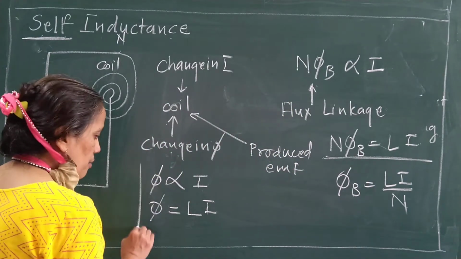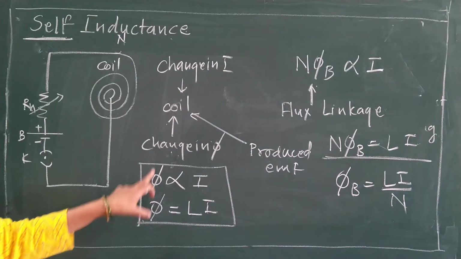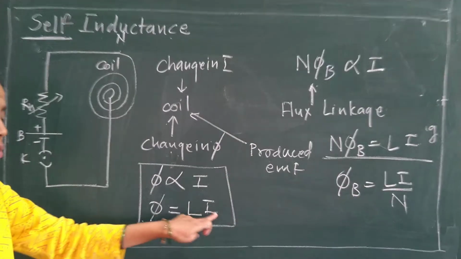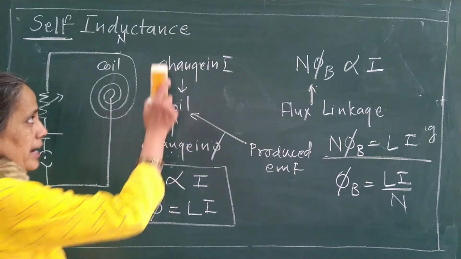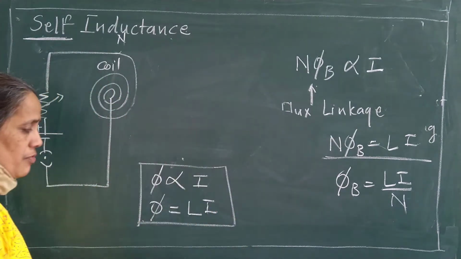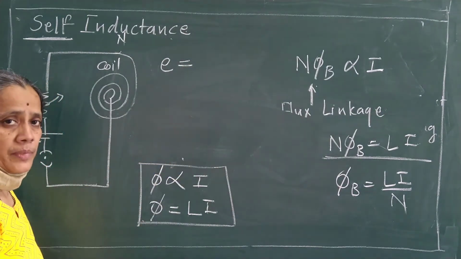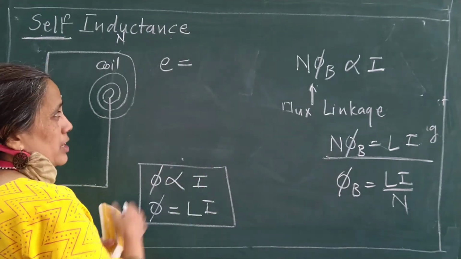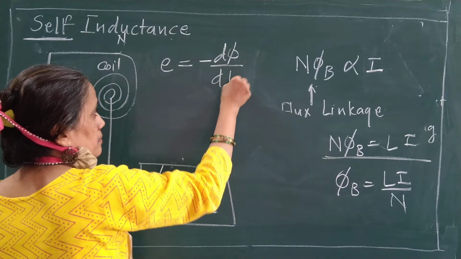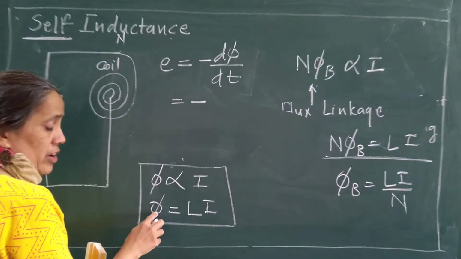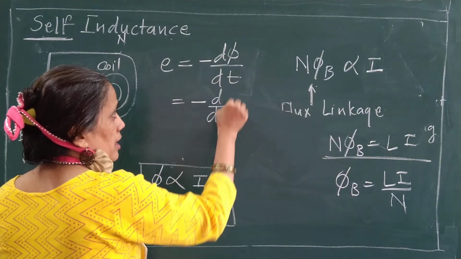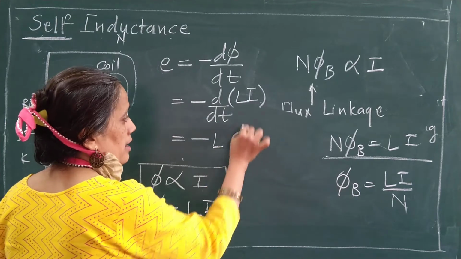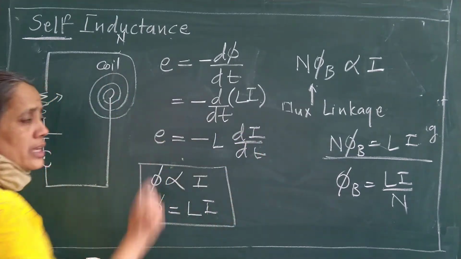Clear? Now, come to this point again. Through a coil, whenever there is a change in current, there is a change in magnetic flux, and we can write phi is equal to Li. Due to this change in flux, there will be a production of EMF according to Lenz's law. Lenz's law is E is equal to minus d phi by dt. Instead of phi, I substitute Li. So d by dt of phi is L into I. L is taken out of the derivative, so E is equal to minus L di by dt.